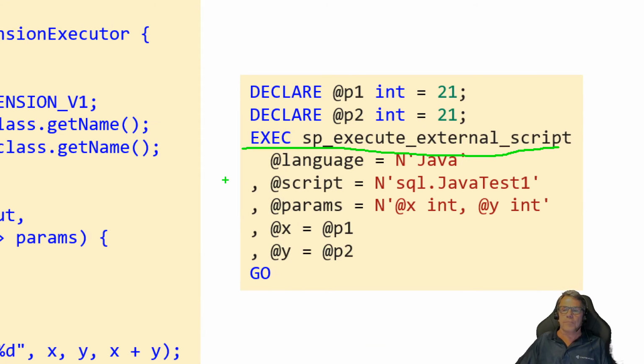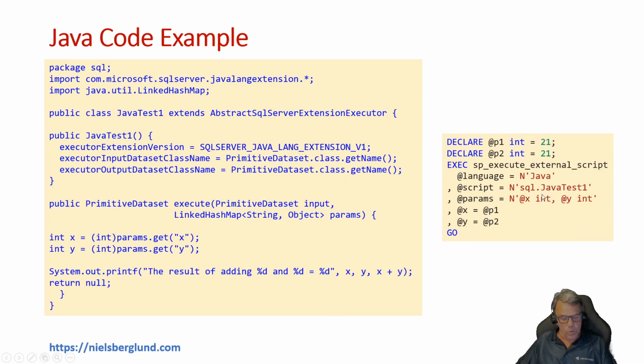Execute external script, saying it's Java. This script is now defining the Java package and the class JavaTest1, and that will then cause Launchpad and other services to call into the execute method in this JavaTest1.